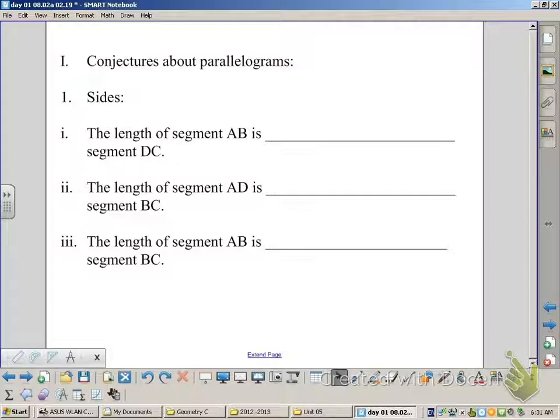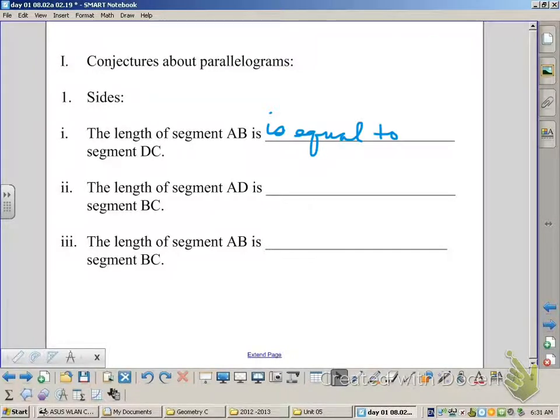We're going to start thinking about the patterns that we were noticing. Look back to the sides and the measurements of the sides. How would you describe the length of segment AB compared to the length of segment DC? Go ahead and fill in your blank. Hopefully you notice that those two are equal.